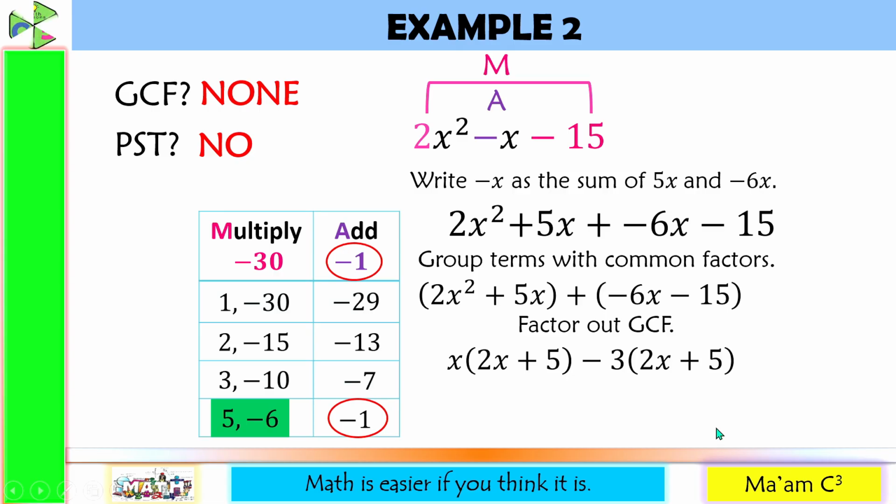I hope by this time you can see that again there is a common factor, and that is 2x plus 5. So let us factor that. Let us write 2x plus 5. When we factor out 2x plus 5 here, what remains is x. While on this portion, when we factor out 2x plus 5, what remains is minus 3. These are now the factors of 2x squared minus x minus 15.